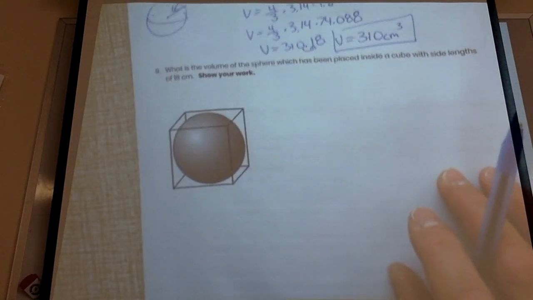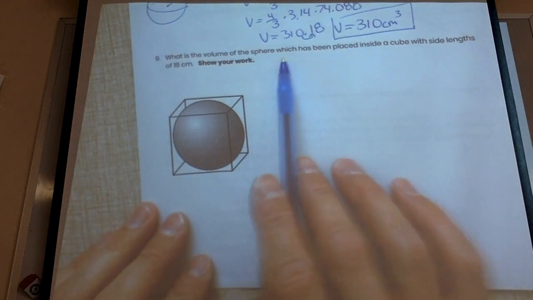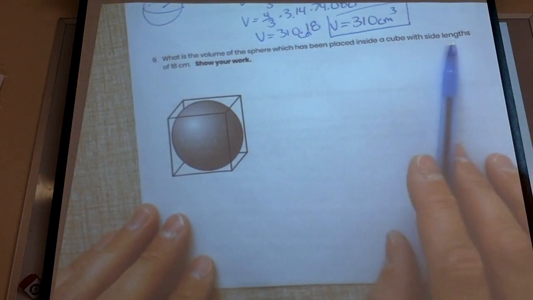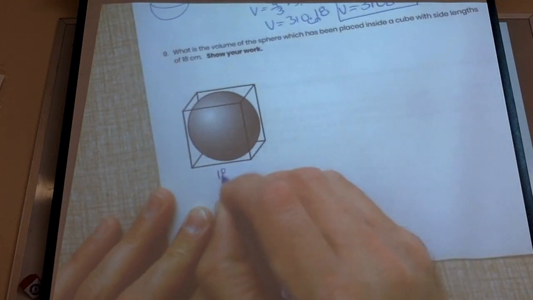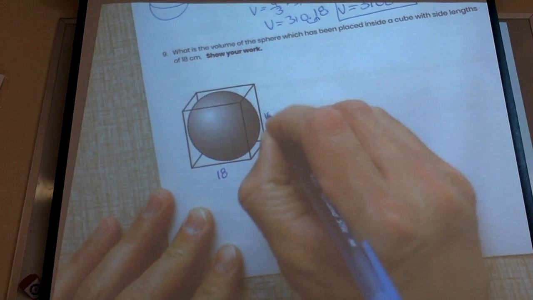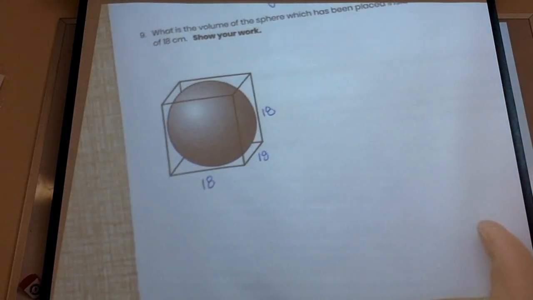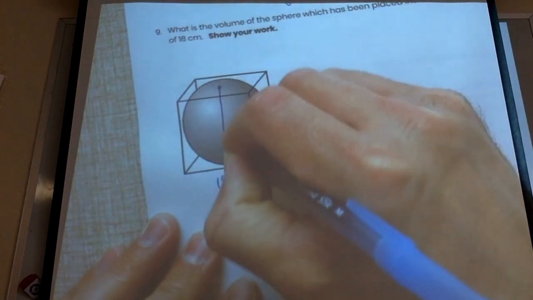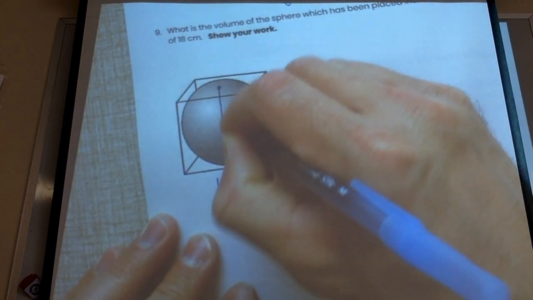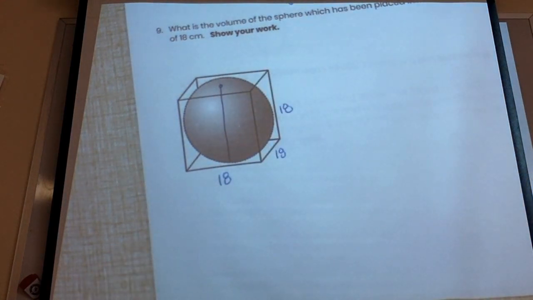Okay, the next one is this sphere inside a cube. So what's the volume of the sphere, which has been placed inside a cube with the side lengths of 18 centimeters? In a cube, we have to know that all sides are equal. So it's 18 by 18 by 18. We just got to worry about the sphere, nothing about the cube. We're going to use the cube dimension to help us. So we have to agree that if we drew a line straight through from the top of the ball down to the bottom, it would be 18.